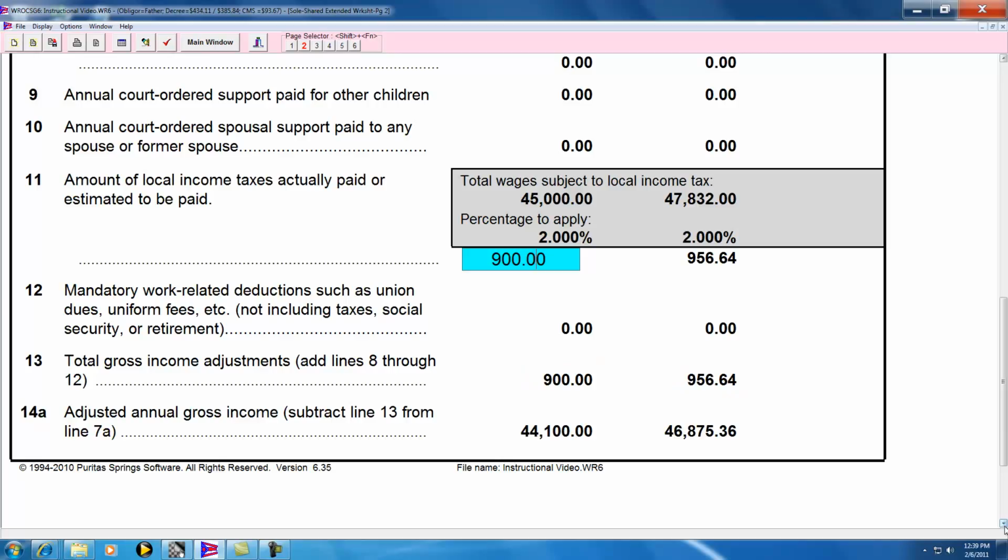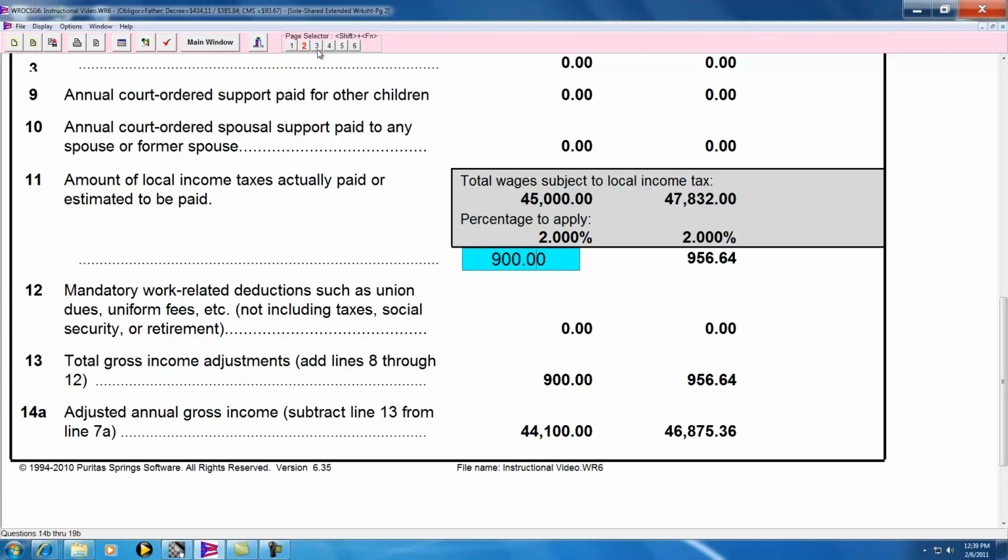Line 14A is the adjusted annual gross income. It's calculated by taking the total gross income on line 7A and subtracting the total adjustments on line 13. Here, Dad is $44,100 and Mom's is $46,875.36.